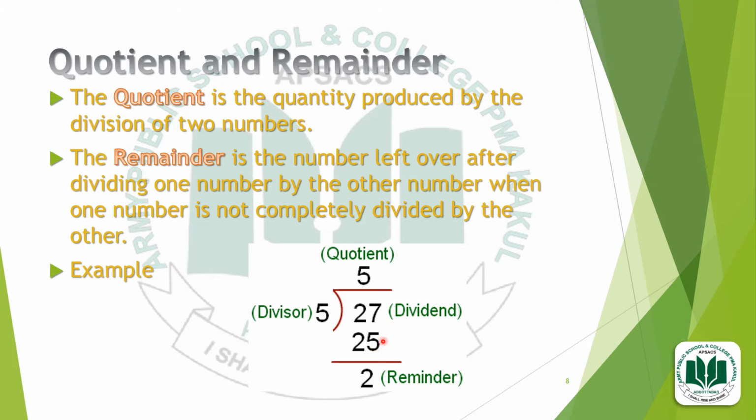27 is the dividend. 5 is the divisor. And this 5 is the quotient. So these are two terms, quotient and remainder.